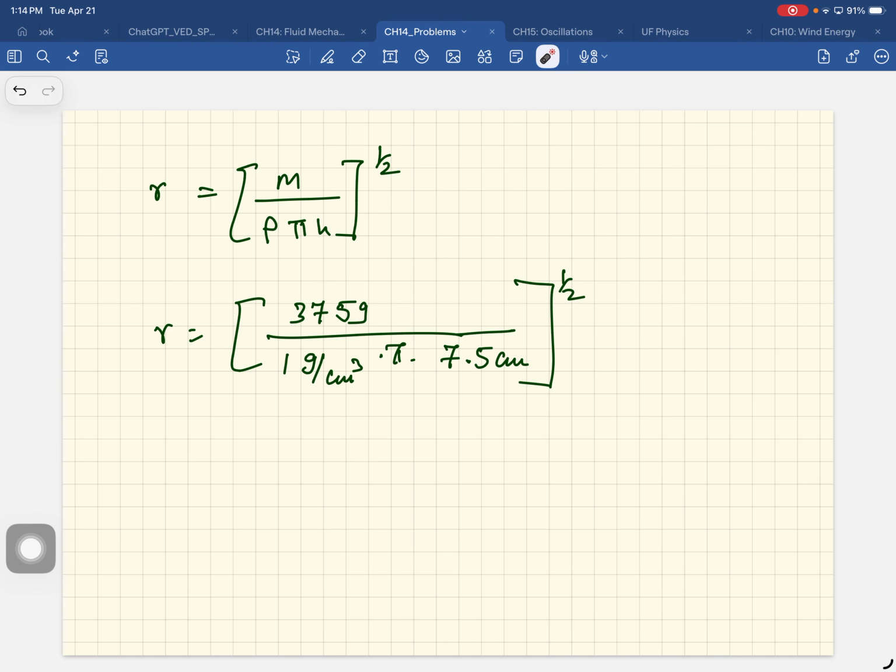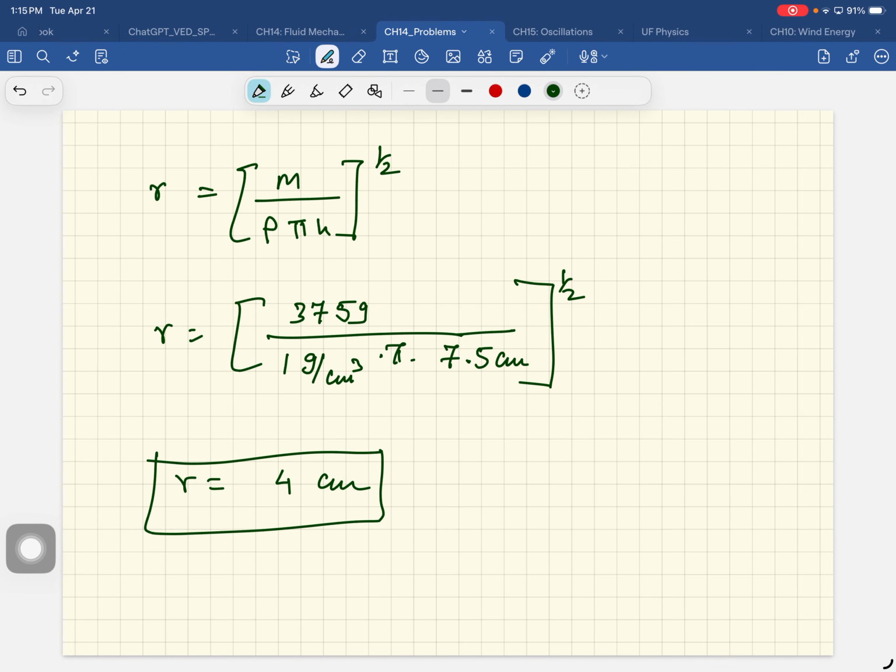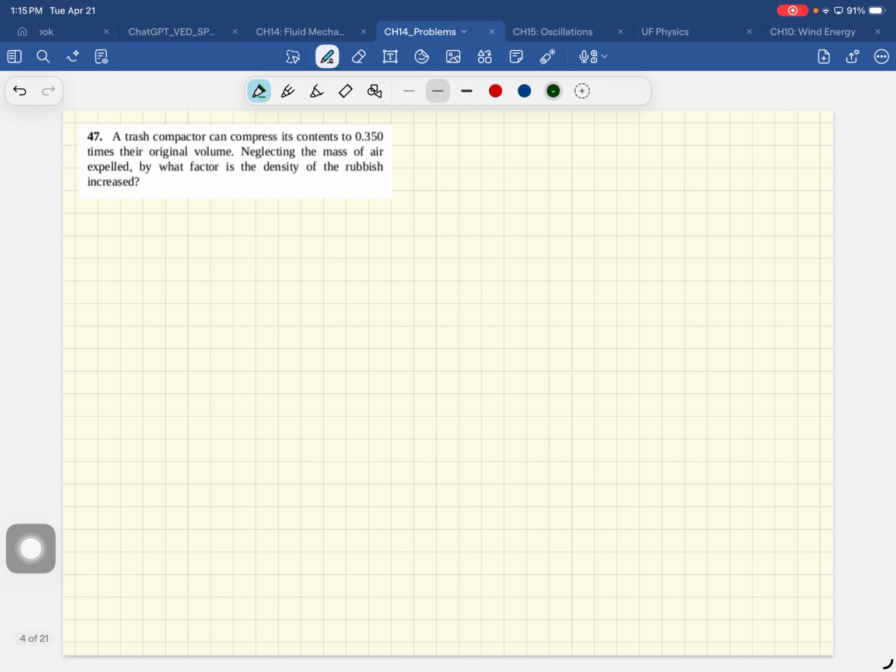So here's the problem. You want to find the total force on the dam. The pressure of water at a depth, you saw the formula, is P naught plus rho g h. P naught is atmospheric pressure. h is the height of the water, or the depth of the water.